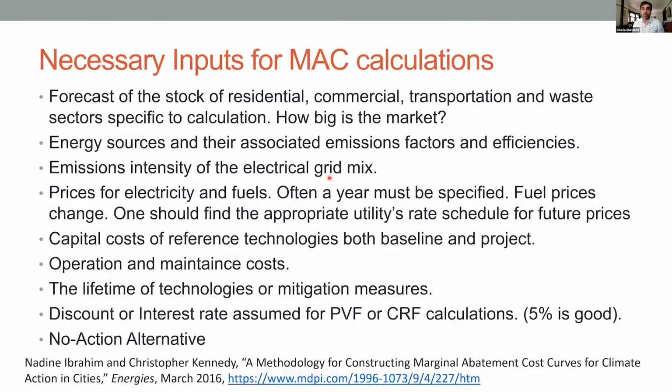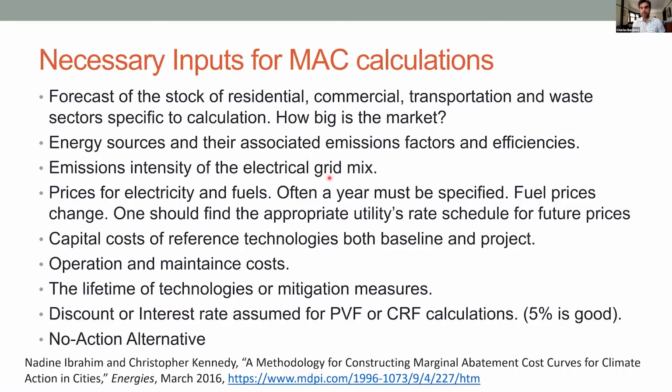So what do you need to calculate a marginal abatement cost? You need a forecast of the stock of residential, commercial, transportation, and waste sectors specific to the calculation. So this is if you're doing it for a city or a nation. Basically, you need to know how big the market is. How many cars are in Bellingham? So if we switch all the cars to EVs, what would happen? So it's kind of these population calculations.